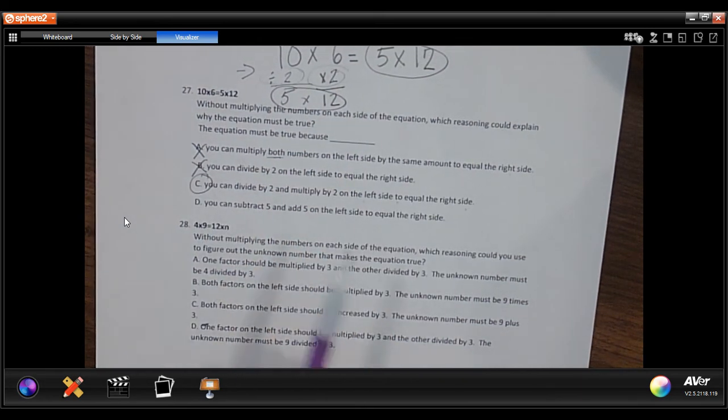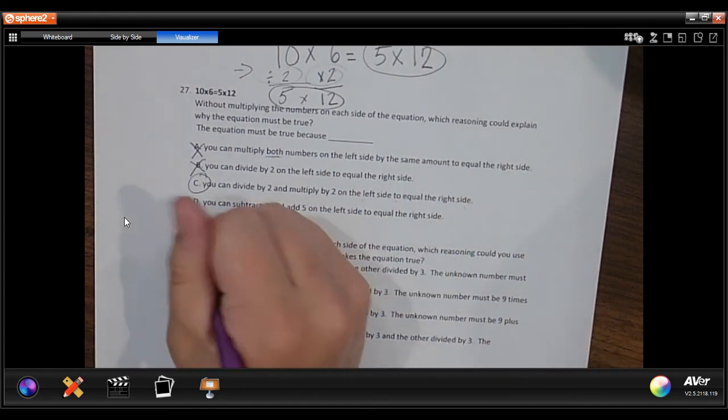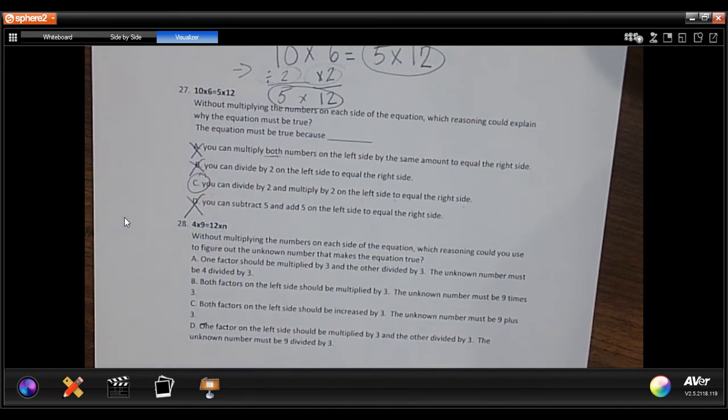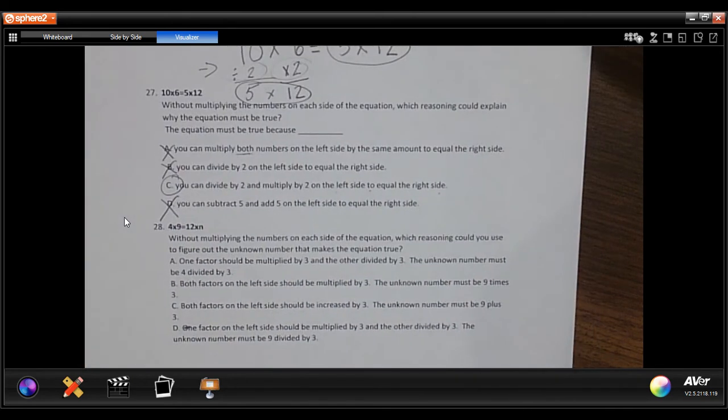Let's just check over D just in case. You can subtract 5 and add 5 to the left side to equal the right side. Nope, because we're doing multiplication, we are not talking about addition and subtraction. We're talking about multiplying and dividing.